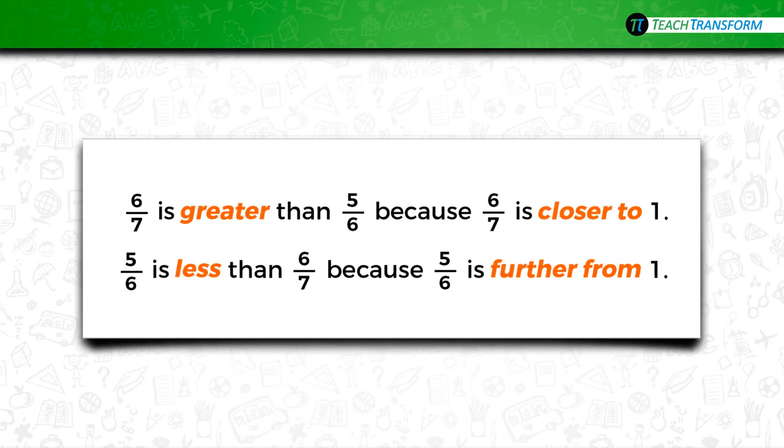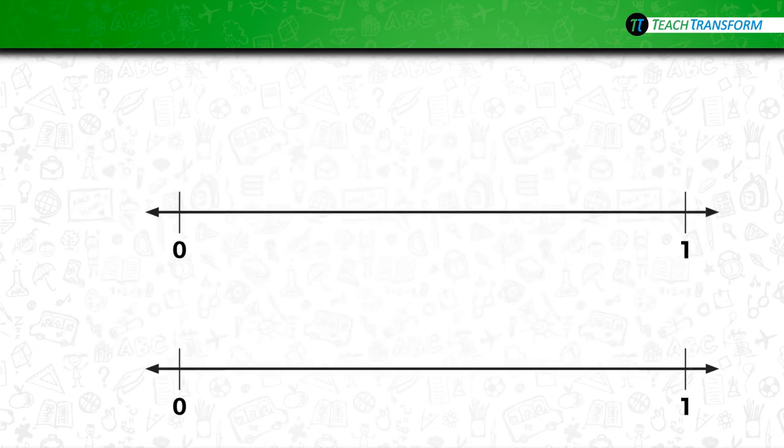Hopefully you filled in the blanks like this. 6/7 is greater than 5/6 because 6/7 is closer to 1. 5/6 is less than 6/7 because 5/6 is further from 1. Let's do another one. Look at part 3.